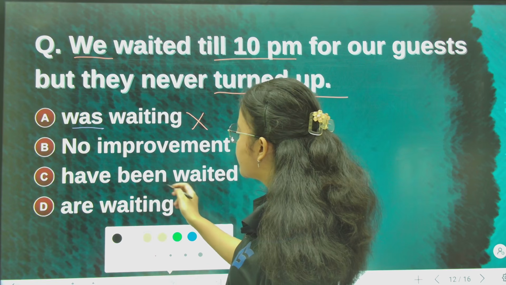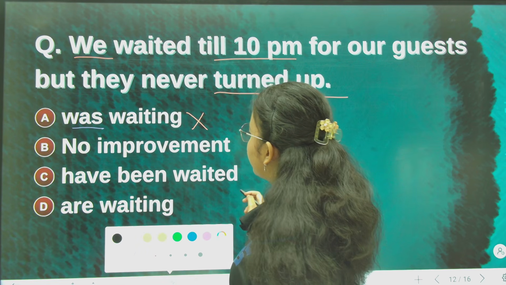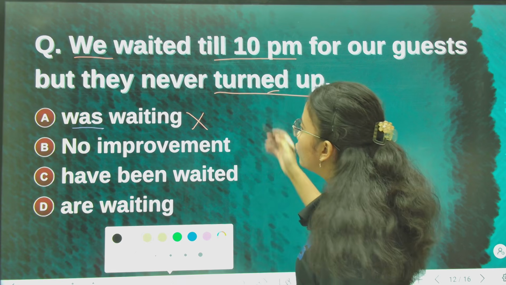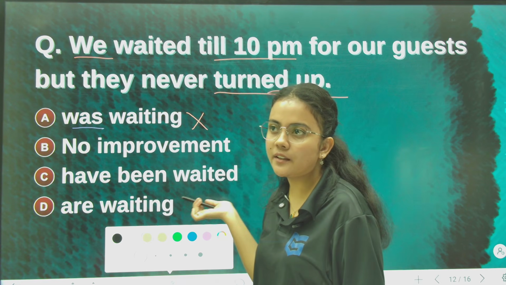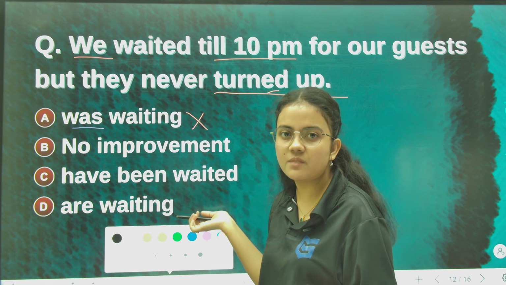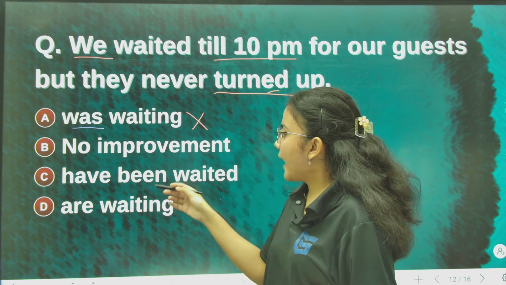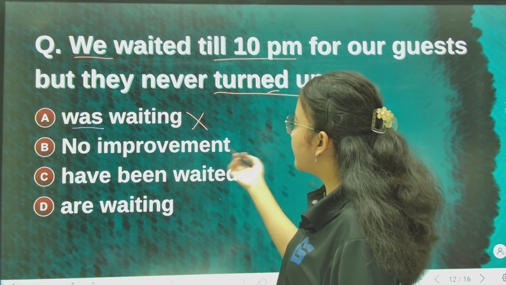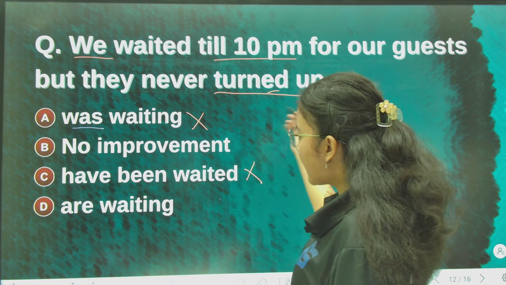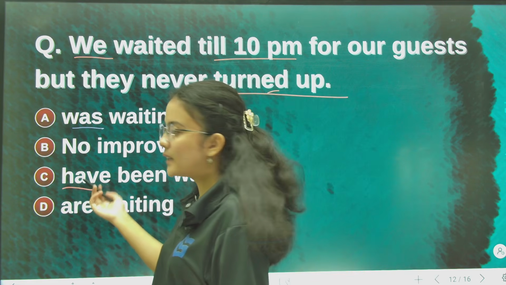Then option C, have been waited. As I said, someone has kept me waiting, that is what 'we have been waited' would mean, where the passive voice is used with have been waited, right? But this is an active voice. Now see, have been waited is also wrong. It is clearly past tense, and have is present tense, so this is wrong.